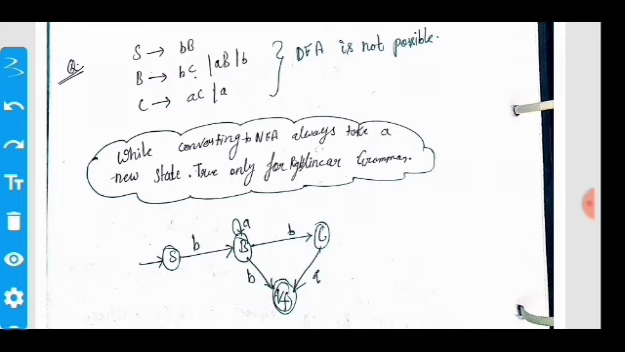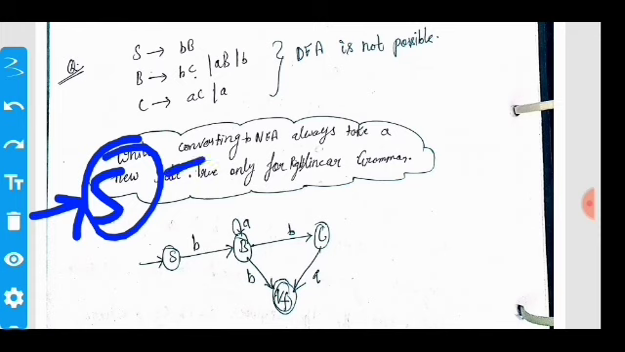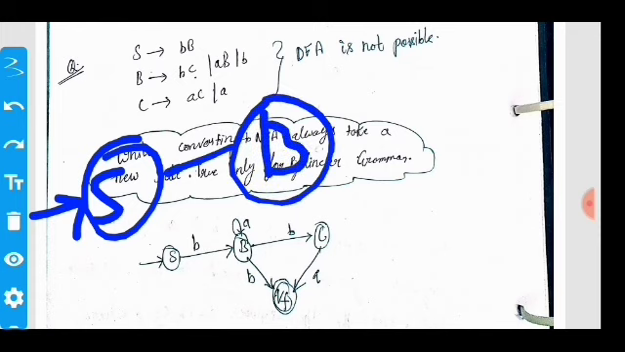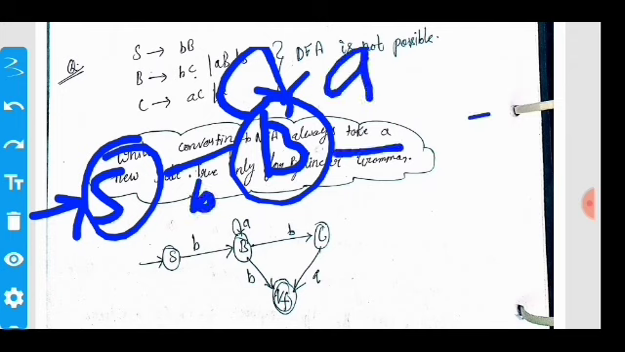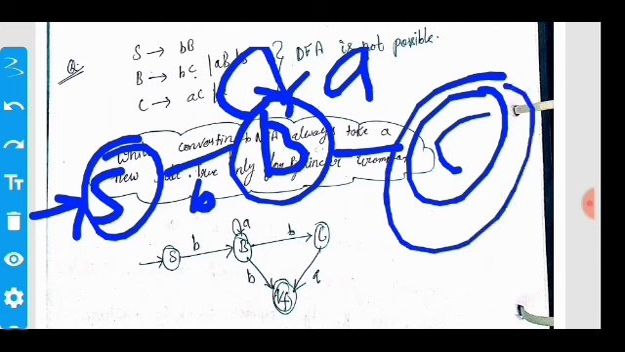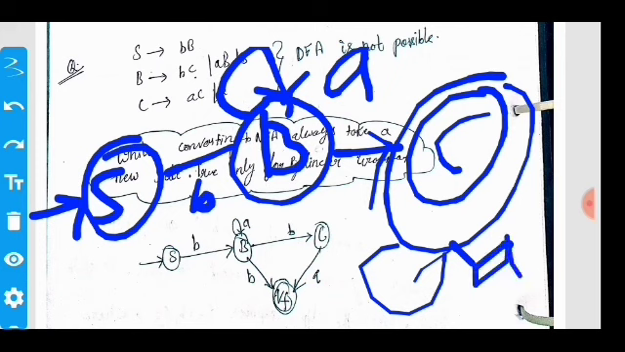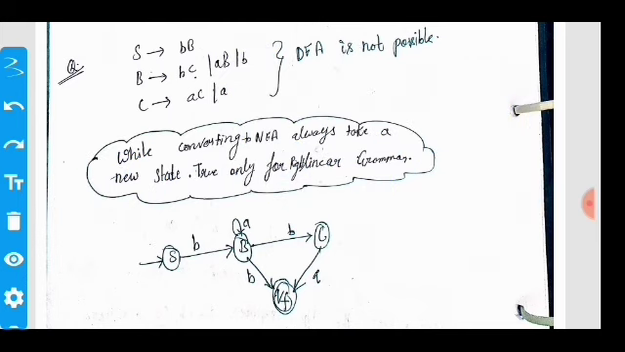I created a diagram for this grammar, and the total number of possible states are as follows. S is the initial state, B is a final state, and C is also a final state. But it is not a DFA, because it does not contain all the terminals a and b from S to C. Now move on, next question.